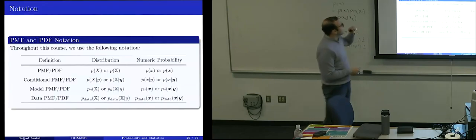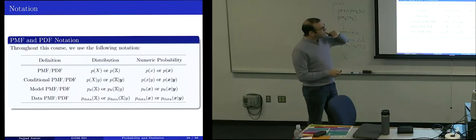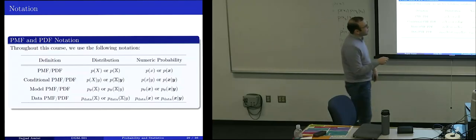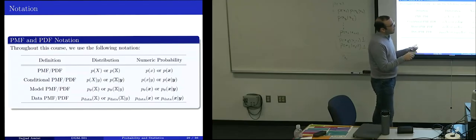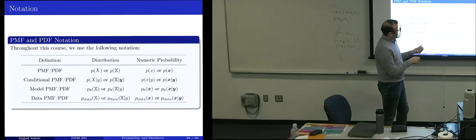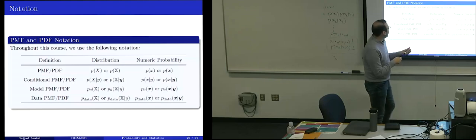This is the last slide, about our notation for the probability density or probability mass function. For both probability density and mass function, if it is a random variable, we use this one. If it is a random vector, we use this one. For the numeric probability, we use this one for scalar values and this one for vector values.